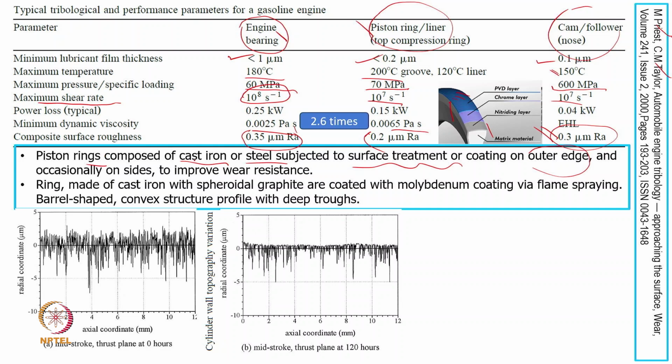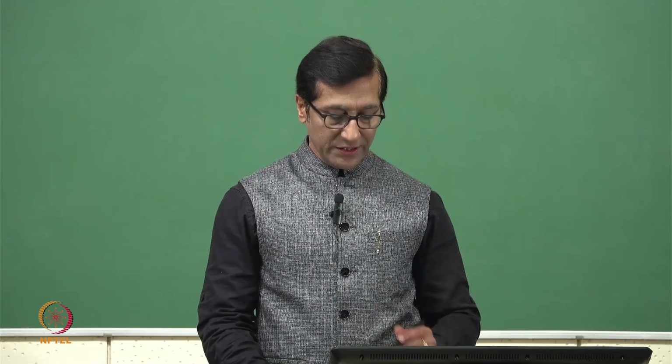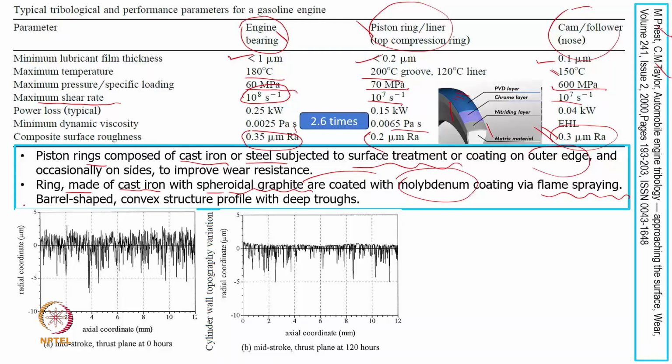Instead of this material, if the rings are made of cast iron, we are able to bring in spherical graphite on the surface, or maybe do a coating, and on top of the graphite a molybdenum coating can be applied by various methods. In this case one method mentioned is flame spraying. So that's one method of coating molybdenum on steel or cast iron that has been shown. And one more thing is that they are also changing the shape. It's a barrel shape, a convex shape profile with a deep drop.